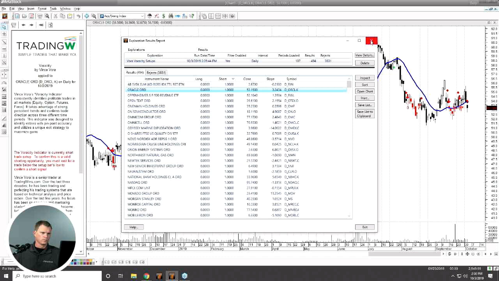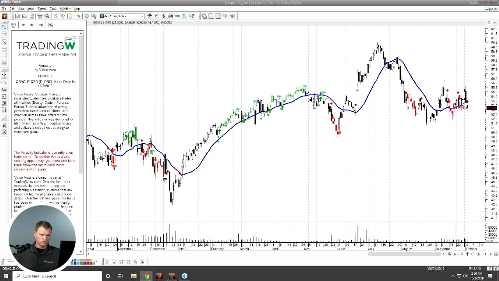So we'll go ahead and close that out as well. So we have a setup here, but you can see the trend here. It's just really choppy. Things are consolidating. We're not really sure how good of a signal this would be.